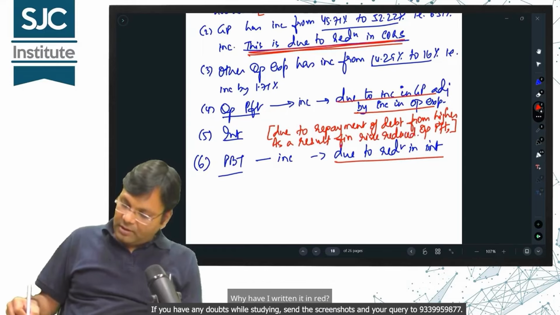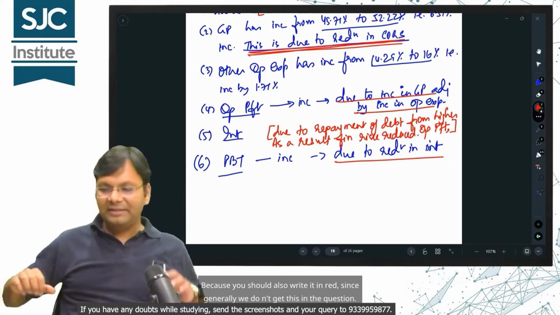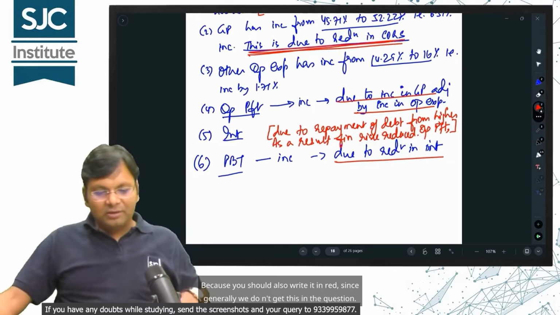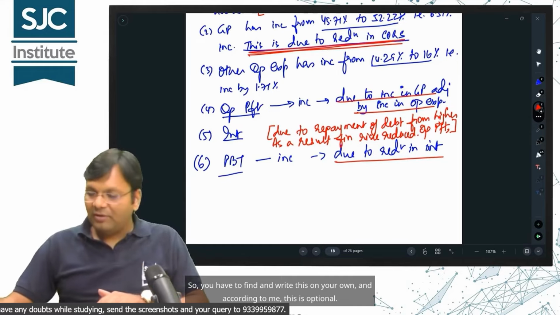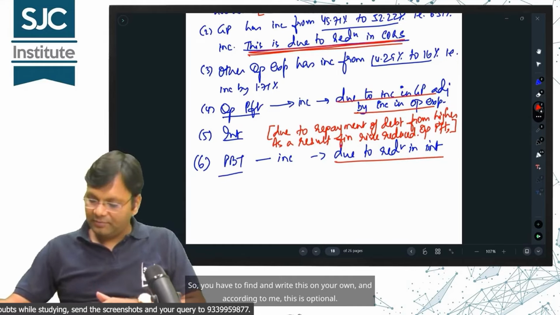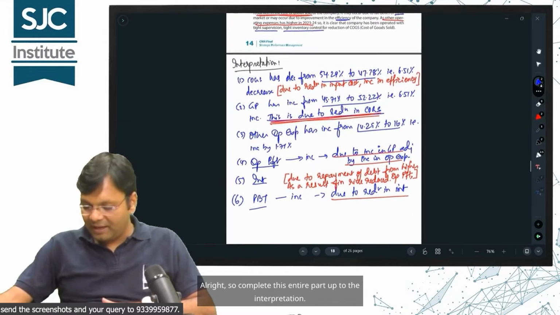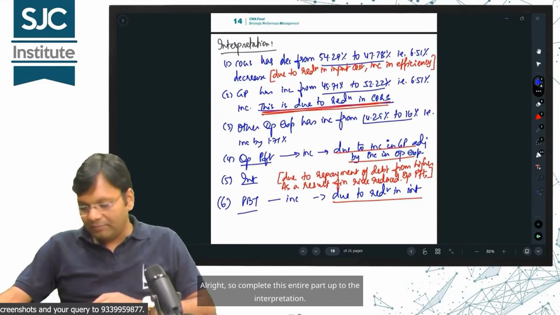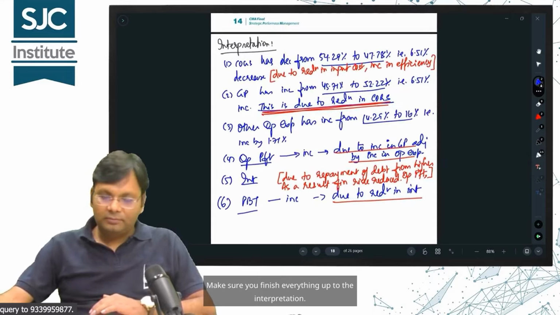Why have I written it in red? Because you should also write it in red, since generally we don't get this in the question. So, you have to find and write this on your own, and according to me, this is optional. Alright, so complete this entire part up to the interpretation. Make sure you finish everything up to the interpretation.